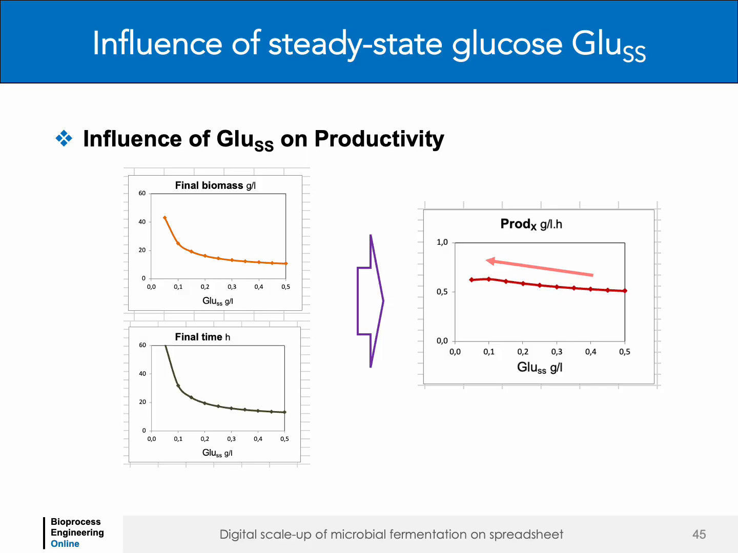The highest productivity, approximately 0.63 kilograms per cubic meter hour, is obtained for GLU-SS values below 0.1 grams per liter.